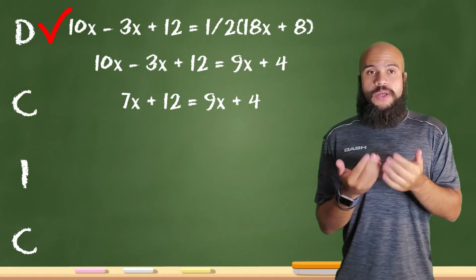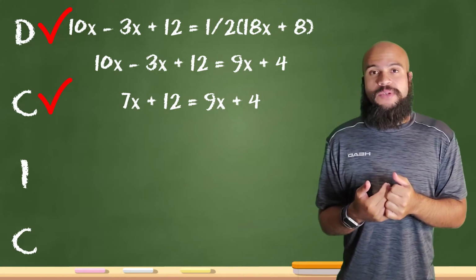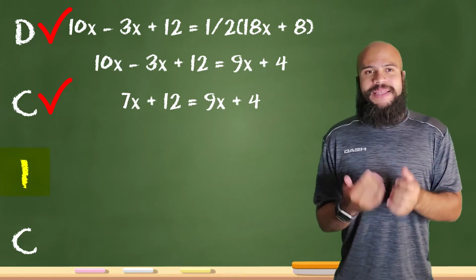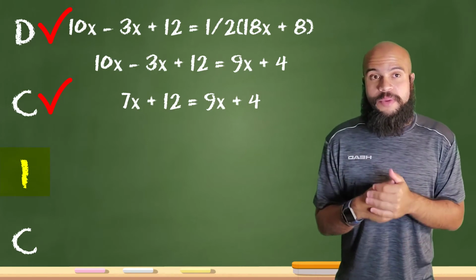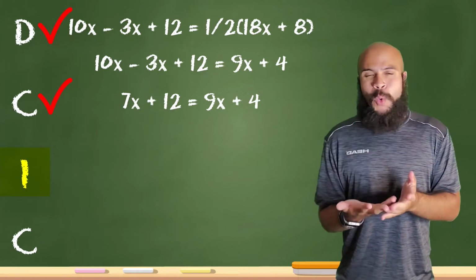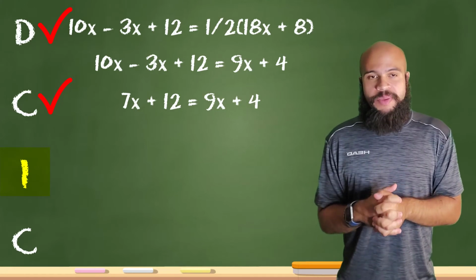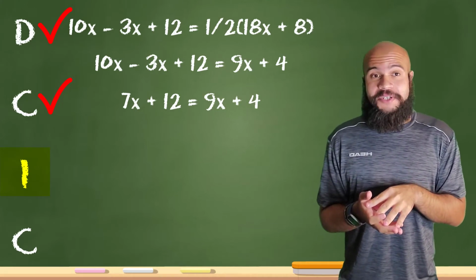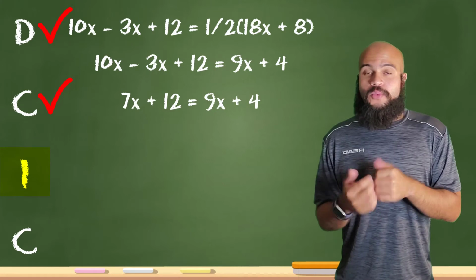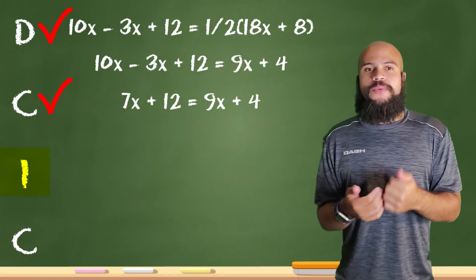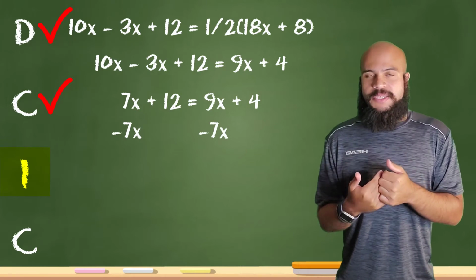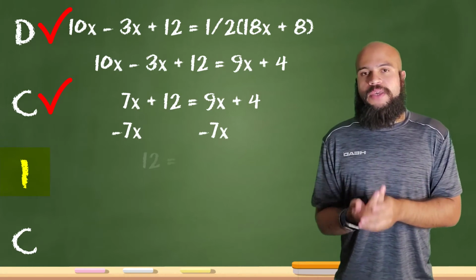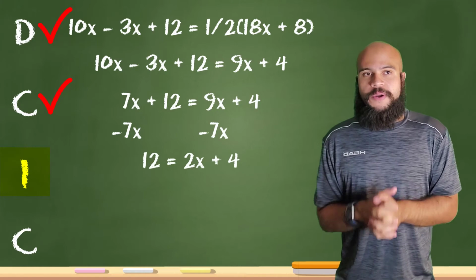Now I need to move on to I, which deals with using inverses to solve. And this time, instead of making my variable side the left side, I'm actually going to choose to put my variables on the right side. Once again, it doesn't matter which side you pick, so do not take forever making that decision. If I'm going to make the right side my variable side, I need to get rid of the 7x by subtracting 7x from both sides. This leaves me with 12 equals 2x plus 4.